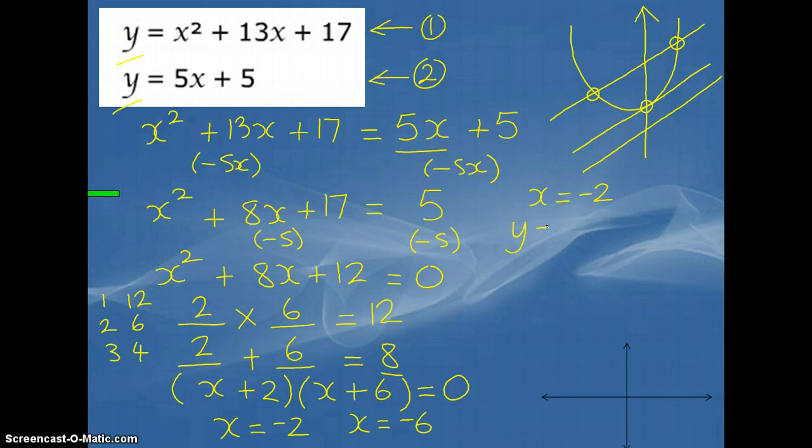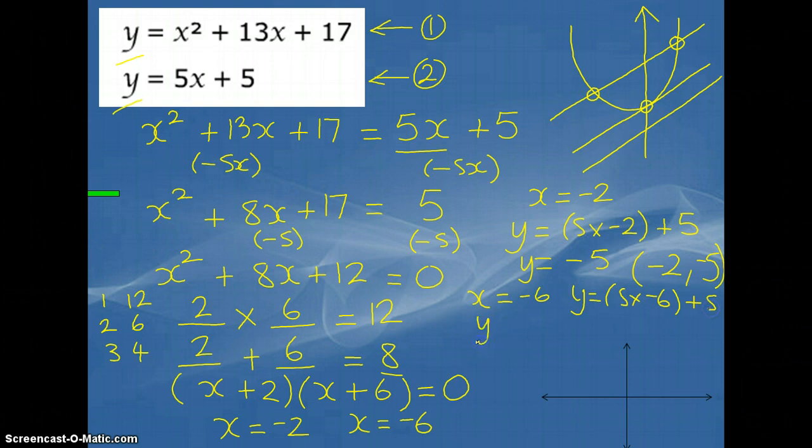So, y is equal to 5 lots of minus 2, and I'm going to add to that 5. Well, 5 times minus 2 is minus 10. Add 5 is minus 5. So y is minus 5 when x is minus 2. So the coordinate of where it meets is minus 2, minus 5. Now, what about when x is minus 6? Well, this time we have y is equal to 5 times minus 6, that gives me minus 30, add 5, that gives me minus 25. So this time my coordinate is minus 6, minus 25.